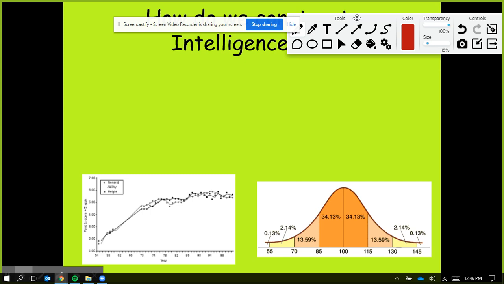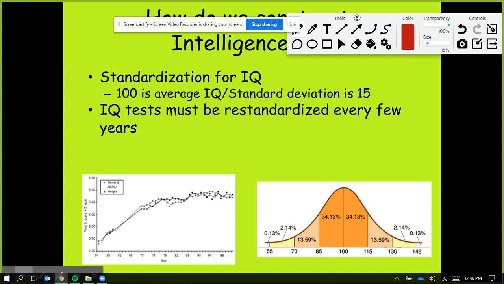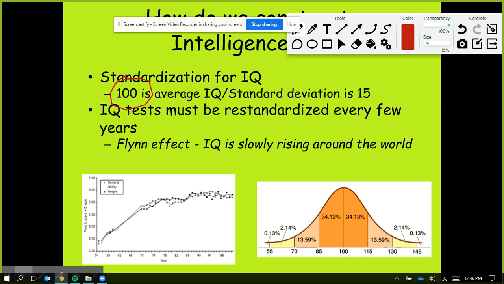Because these scores fall on the normal curve, and because they're standardized, what they have found is that IQ tests need to be re-standardized every few years. They go back and re-standardize them every few years to make sure that average IQ stays at 100, because of what is called the Flynn effect.